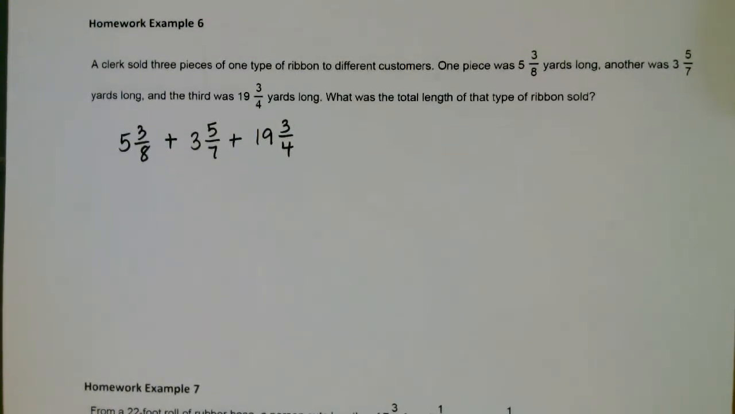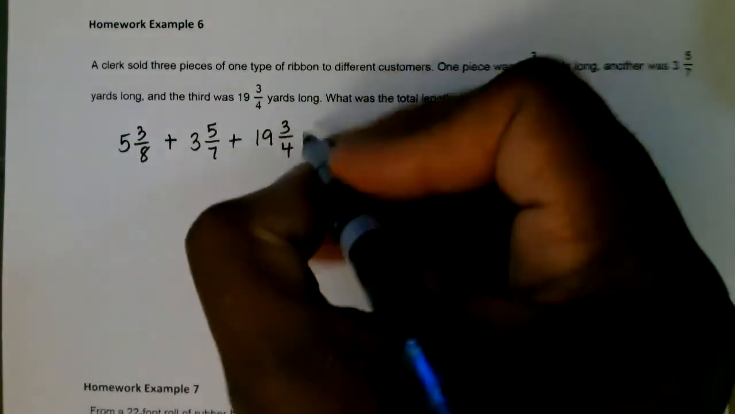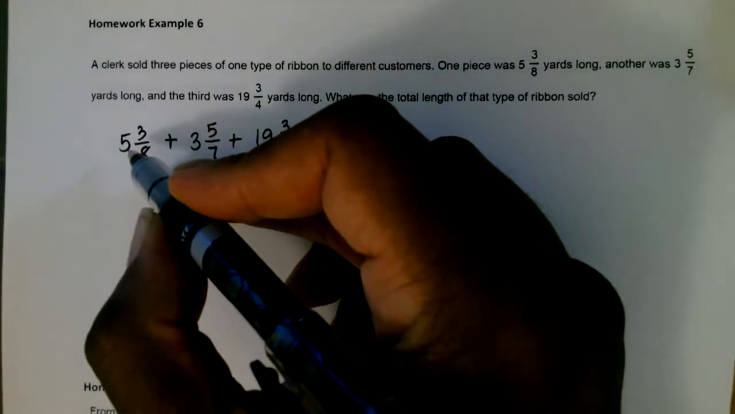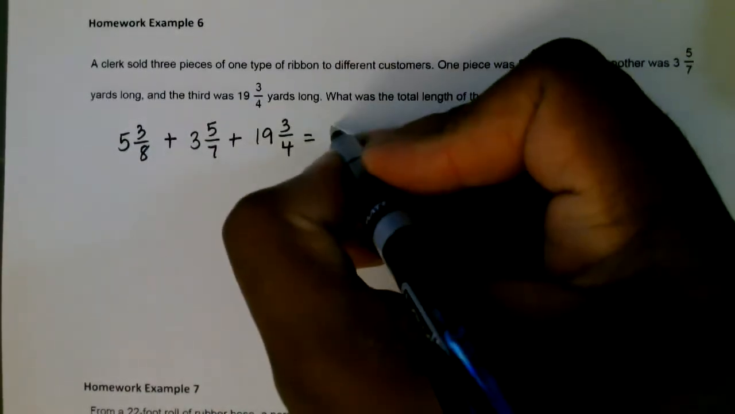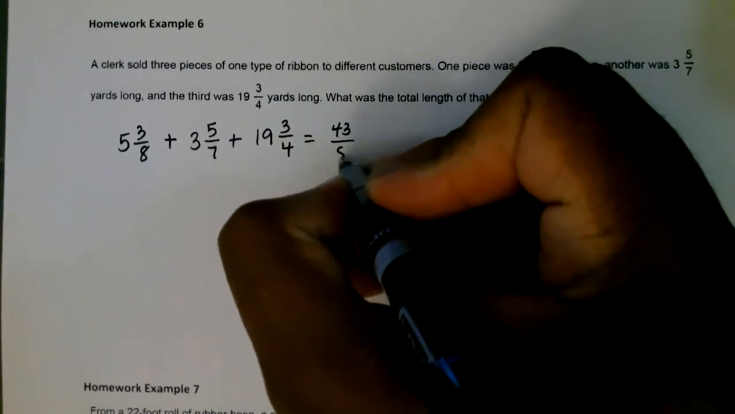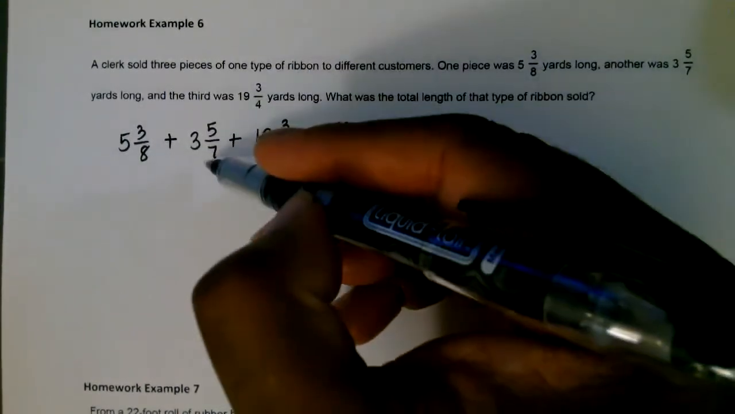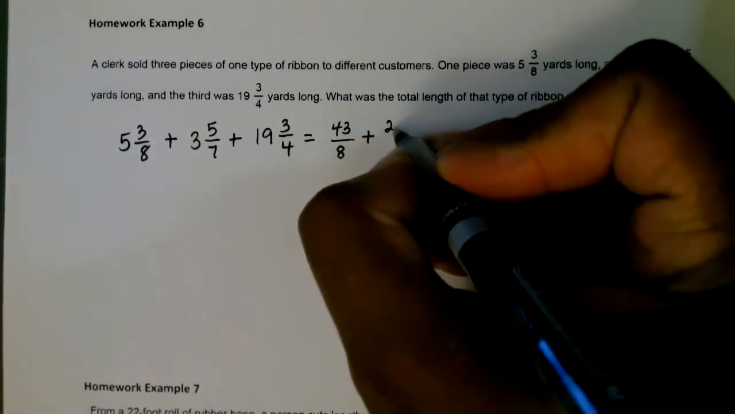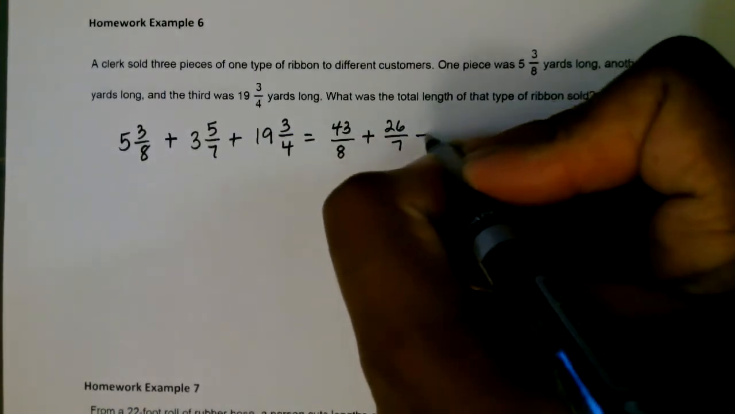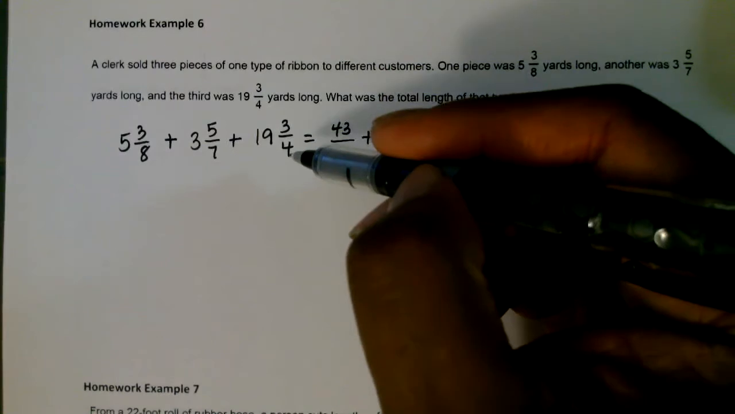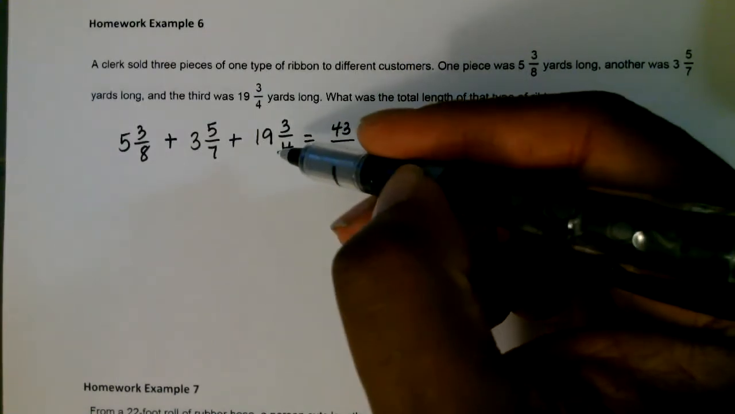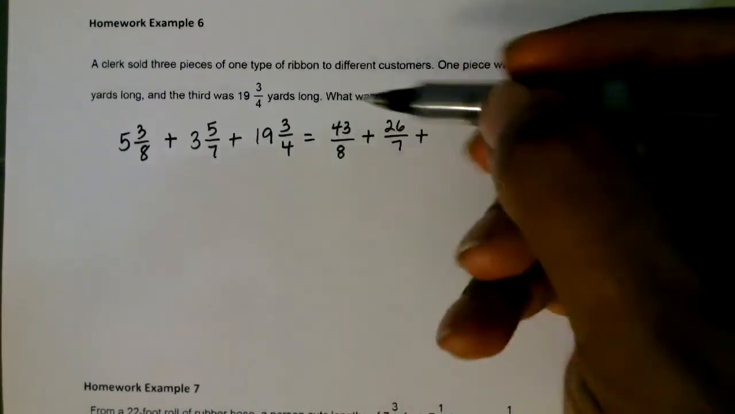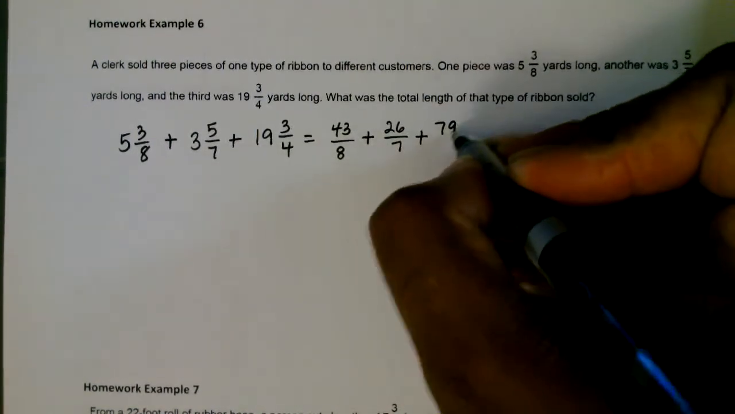Now, what I would do is go ahead and convert these to improper fractions here. So if I do 8 times 5, that'd be 40 plus 3 will be 43, and that will be over 8. Plus 7 times 3 will be 21. 21 plus 5 will be 26 over 7. Then 19 3/4 will be 4 times 19. 4 times 19 will be 76. Plus 3 will be 79 over 4.